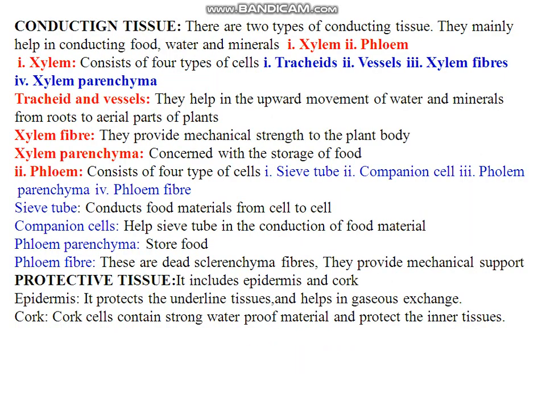Now, I have already completed supporting tissue. Then conducting tissue. The main function of conducting tissue is to conduct water, minerals and food to the different parts of plants. There are two types of conducting tissue, that is xylem and phloem. At first we will learn about xylem and its components. Xylem consists of four types of cells: tracheids, vessels, xylem fibers and xylem parenchyma.